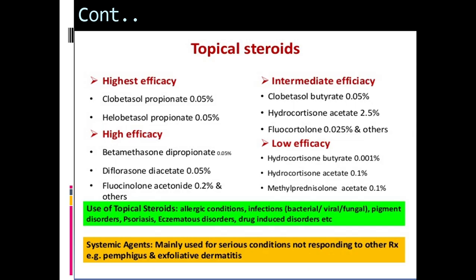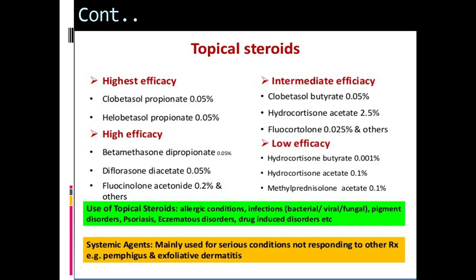diflorasone diacetate 0.05%, fluocinolone acetonide 0.2%, and others. Then intermediate efficacy topical steroids are clobetasone butyrate 0.05%, hydrocortisone acetate 2.5%, flucortolone 0.025%, and others. Then low efficacy topical steroids are hydrocortisone butyrate 0.001%, hydrocortisone acetate 0.1%, methylprednisolone acetate 0.1%.